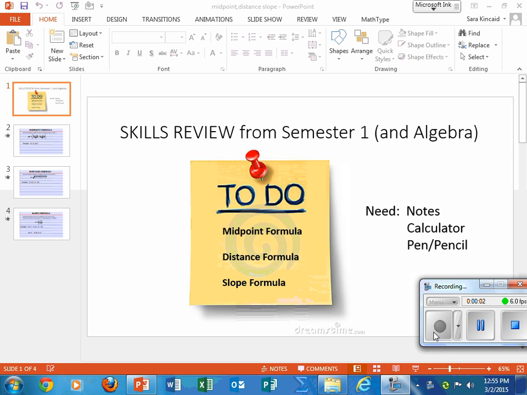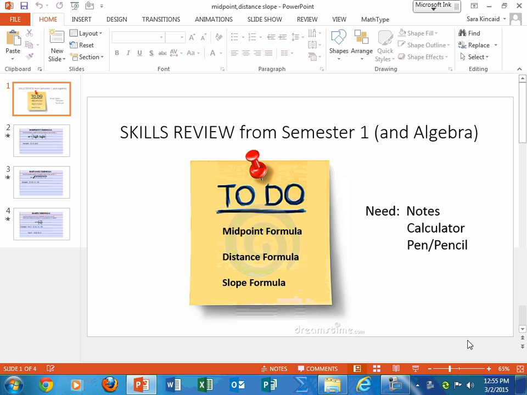Hello, ladies and gentlemen. Today we're going to be taking a look at some review from the first semester and some from your Algebra 1 experience as it pertains to three really important formulas. One of them is the slope formula, distance formula, and midpoint formula. So for this, you're going to need to take some notes and obviously have a calculator on hand.